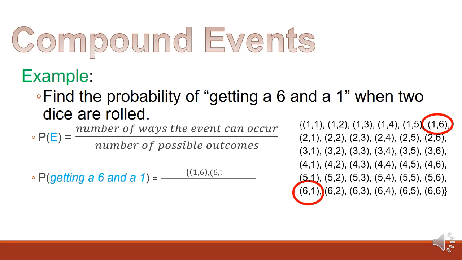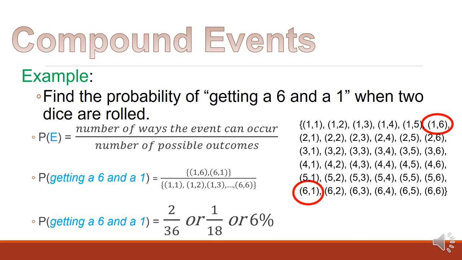Our event here is getting a 6 and a 1, which is equal to, in the denominator, the possible outcomes are 1 and 1, 1 and 2, until 6 and 6. And in the numerator, since our event here is getting a 6 and a 1, we will write 1, 6, and 6 and 1.